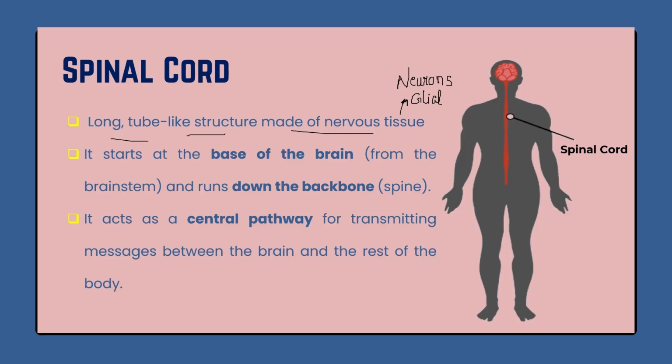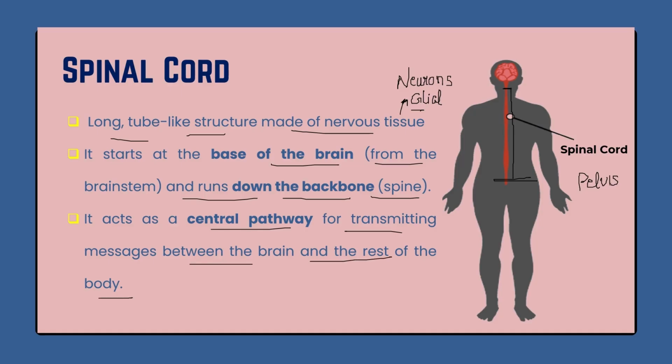All right. It starts at the base of the brain. Where does it start? It starts at the base of the brain from the brainstem and runs down the backbone or the spine. You can see here it starts from the base of the brain and runs all the way down through your spine to this area which is called pelvis. It acts as a central pathway, kind of a highway, for transmitting messages between the brain and the rest of the body.